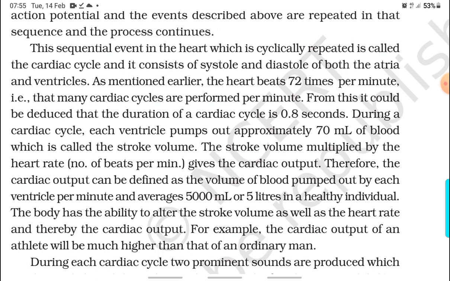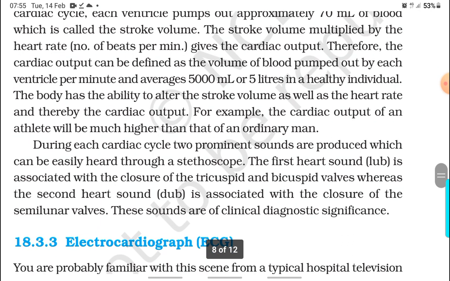During a cardiac cycle, each ventricle pumps out approximately 70 ml of blood, which is called the stroke volume. The stroke volume multiplied by the heart rate, that is number of beats per minute, gives the cardiac output. Therefore, the cardiac output can be defined as the volume of blood pumped out by each ventricle per minute and averages 5000 ml or 5 liter in a healthy individual. The body has ability to alter the stroke volume as well as the heart rate and thereby the cardiac output. For example, the cardiac output of an athlete will be much higher than that of an ordinary man.